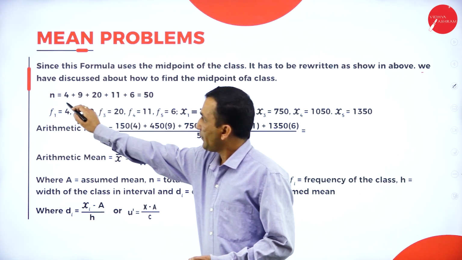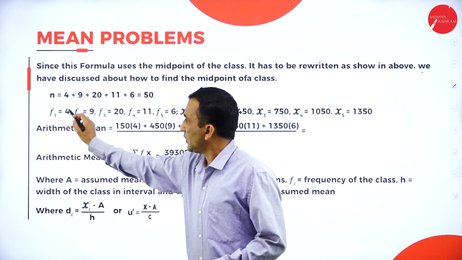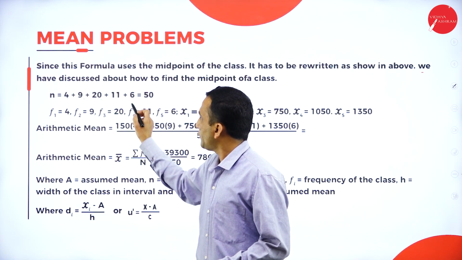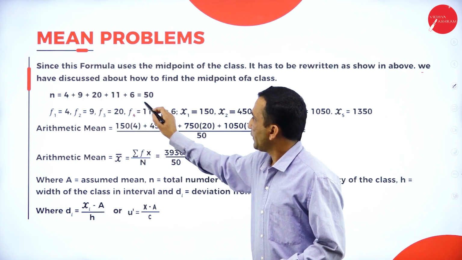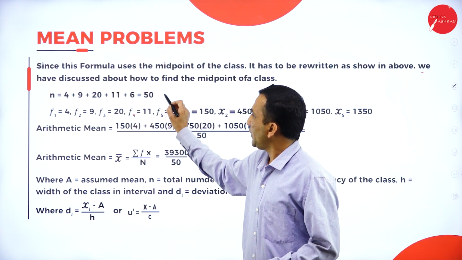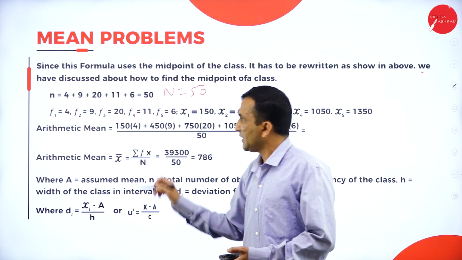So the frequencies are given. The first frequency is 4, second 9, third 20, fourth 11, fifth 6. Altogether, if I take the total, my capital N is equal to 50. Okay, this is the number of observations in the series.